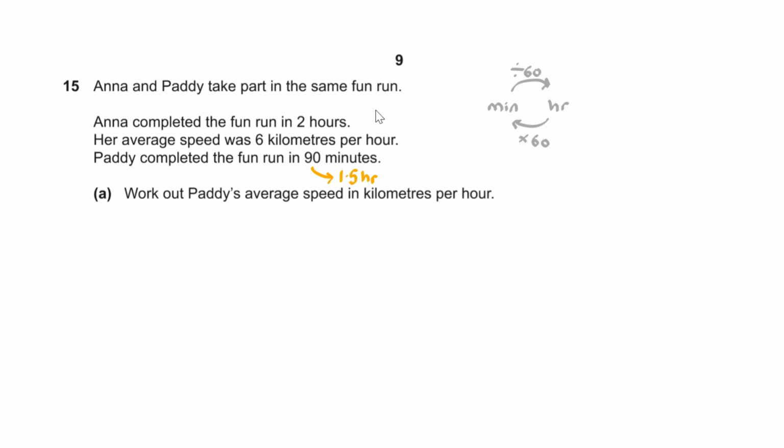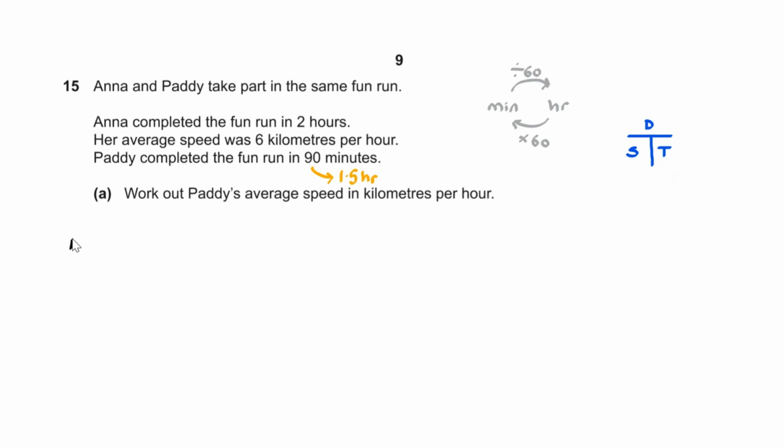Well, to work out Paddy's average speed, we need his distance that he travels, and we already know the time. Now, the way we can work out the distance is to consider Anna's run. We know already that speed is equal to distance divided by time. We need to find out the distance.